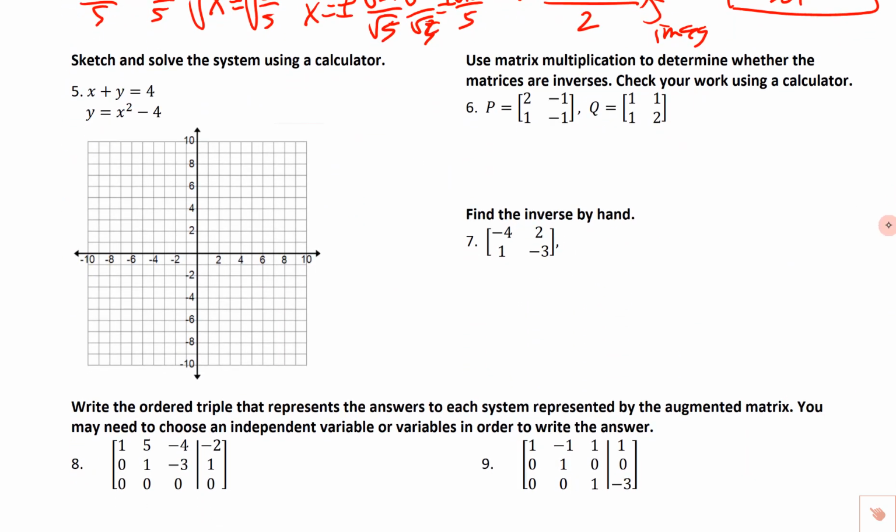It says sketch and solve the system using a calculator. Let's run through and see what happens here if we just graph this really quickly. So I'm going to subtract the x from both sides. So this is going to be y equals -x plus 4. And this one's already solved for us. So this one crosses at 4, and it has a slope of -1, so it's going to look something like this. Crosses at 4, perfect 45 going down, so we're going to have that.